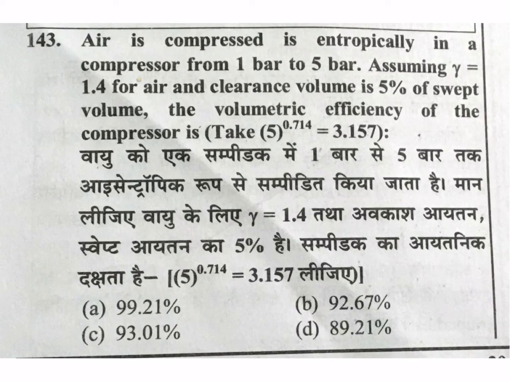Next question. Air is compressed isentropically in a compressor from 1 bar to 5 bar, assuming gamma equal to 1.4 for air, and clearance volume is 5% of swept volume. The volumetric efficiency of the compressor is how much? So volumetric efficiency we have to calculate. 5 to the power 0.714 equal to 3.157.